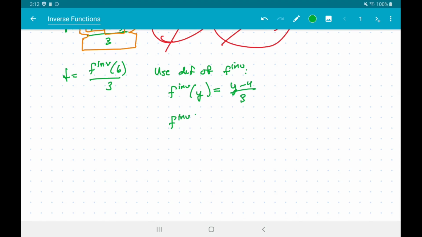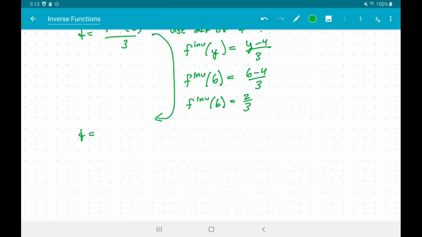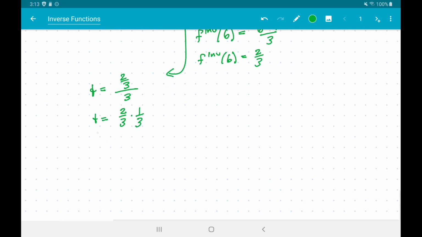And I need to apply that to this number 6. And the result, 6 minus 4 over 3, is 2/3. So that takes me down here to t equals 2/3 over 3. I'm going to rewrite division by 3 as multiplication by 1/3. That's just a property of fractions, and that again takes me to t equals 2/9.